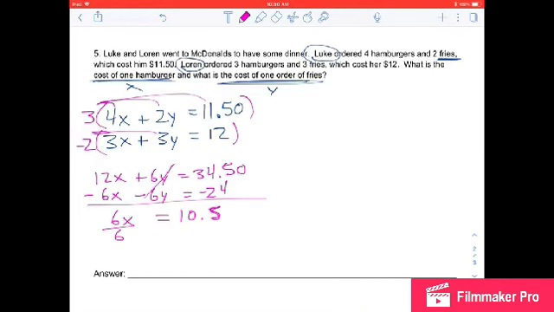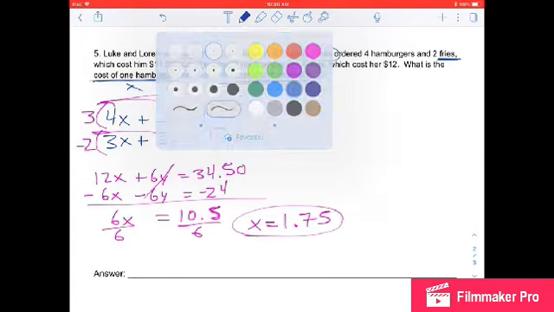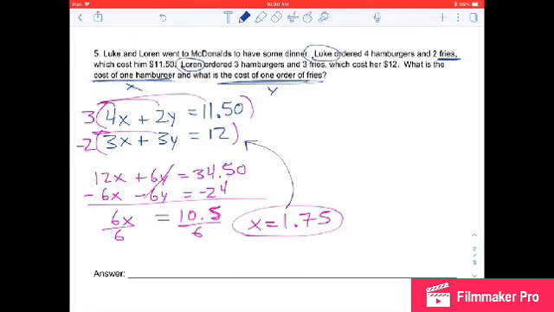And then I divide by 6. So I get x equals 10.50 divided by 6 is 1.75. So that must be the cost, not how many, but the cost of a hamburger. And so when I plug that back in to one of these, I'm going to do the bottom one, I get 3 times 1.75 plus 3y equals 12. Now I just have to solve.